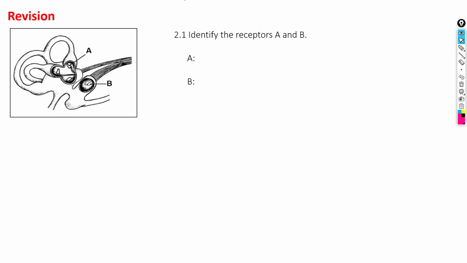We have one more diagram here. Identify the receptors A and B. This question is about the vestibular system of the inner ear. So A is going to be the receptor that is found in the basal membrane of the semicircular canal, which is crista. And B is going to be another receptor that is found in the vestibule, saccule or utricle, that is macula. Remember, the macula was detecting the position of your head relative to the gravity.